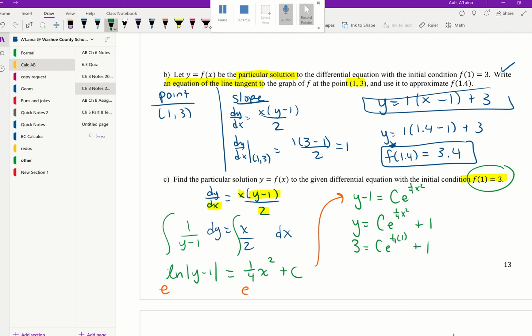I'm going to move that 1 back over. 2 would then be equal to c times e to the 1/4 power. So c is 2 divided by e to the 1/4, or we could think of it as 2 times e to the negative 1/4. So if I go back to where I plugged this in, I had plugged it in right here. That's where I need to go back to. Then for my answer, y is equal to c, which is 2 times e to the negative 1/4, times e to the positive 1/4 x squared.